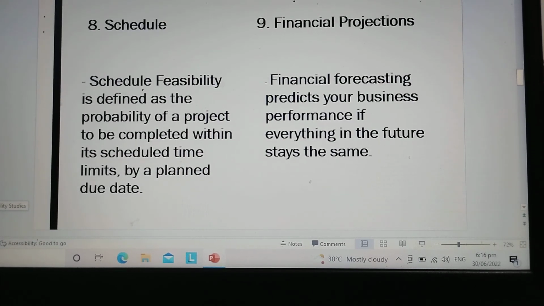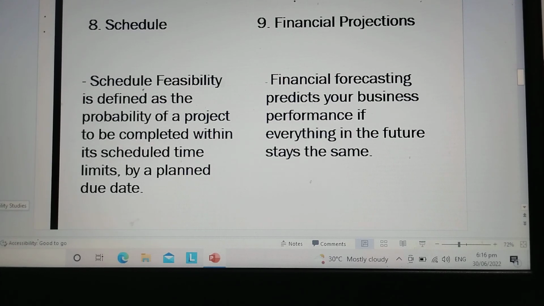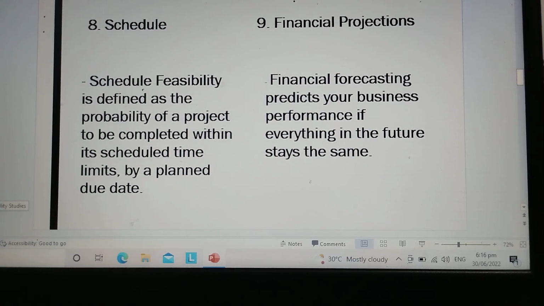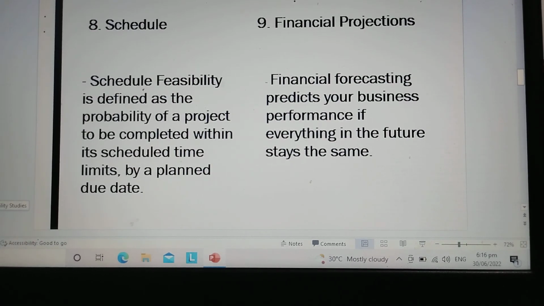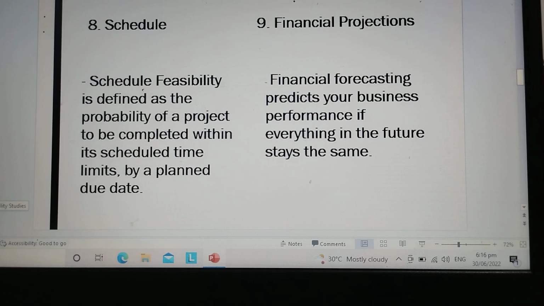For the number 9, we have financial projections. Financial projection creates a what-if scenario where something about your company or industry is different in the future. For example, if your business is closed on the weekends, but you wanted to know what would happen if you change your schedule to be open 7 days a week, then that would be a financial projection.